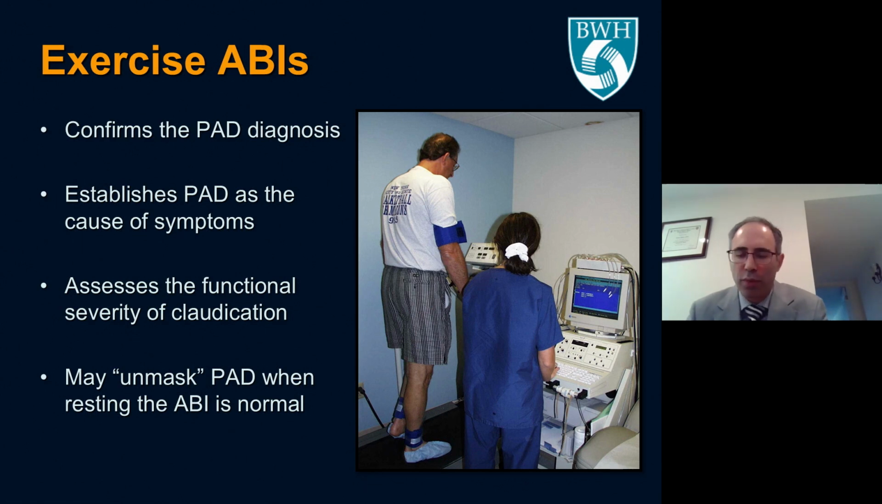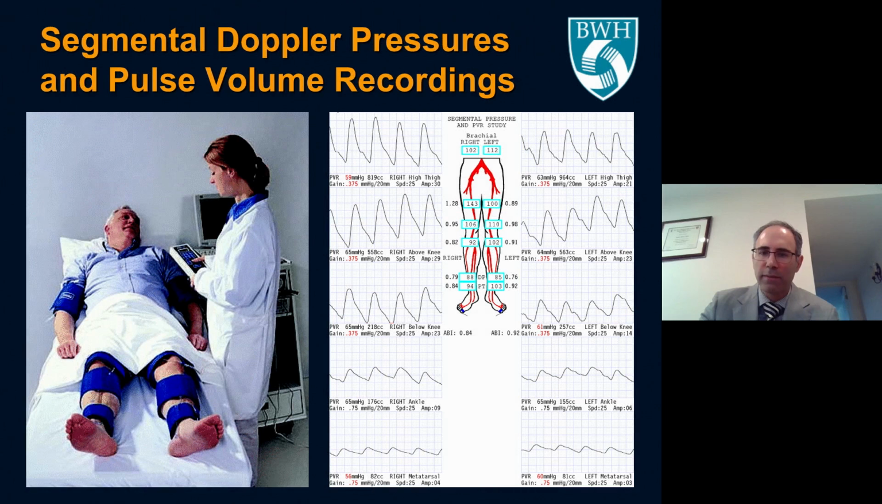A word about ankle brachial indices. These are used to confirm the PAD diagnosis. It establishes PAD as the cause of the symptoms because you're provoking symptoms, and then you're showing that the ankle brachial index decreases. You use this to assess the functional severity of claudication, and you use it when a patient has a normal ABI at rest and you want to unmask that ABI and find peripheral artery disease.